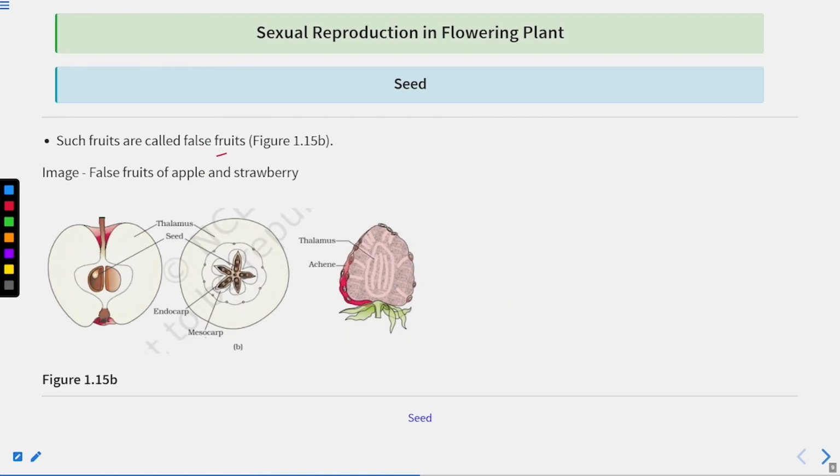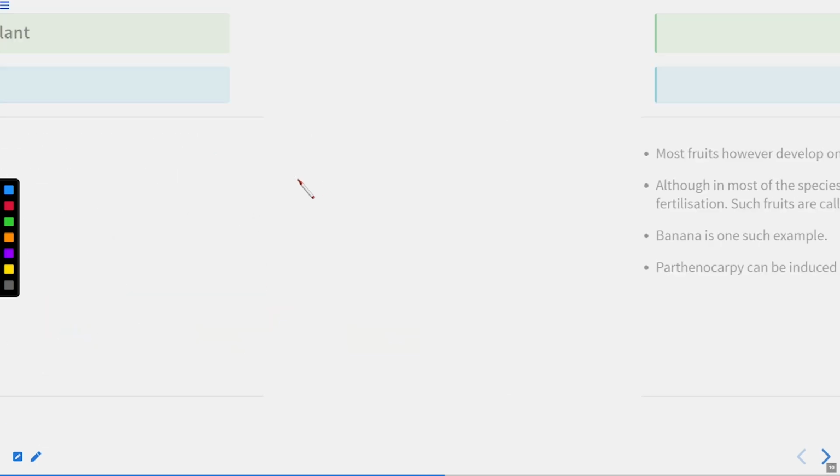Now such fruits are known as the false fruits, which do not develop from the ovary. So here you can see in this image, false fruit of the apple as well as the strawberry. So both of these are false fruit. Here you can see this is the thalamus region. The fruit is developing from the thalamus. This is also the thalamus region here. Okay, this is the seed. Okay, this is the endocarp and this is the mesocarp. Clear? So these are the false fruit.